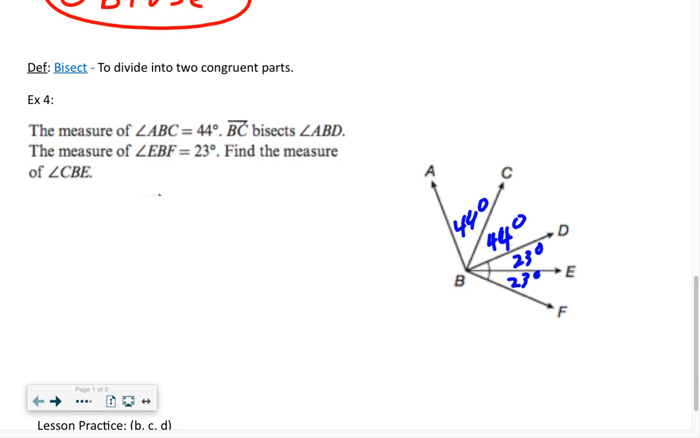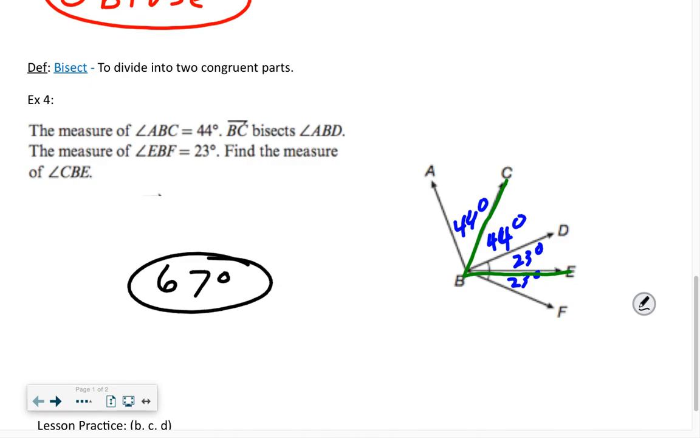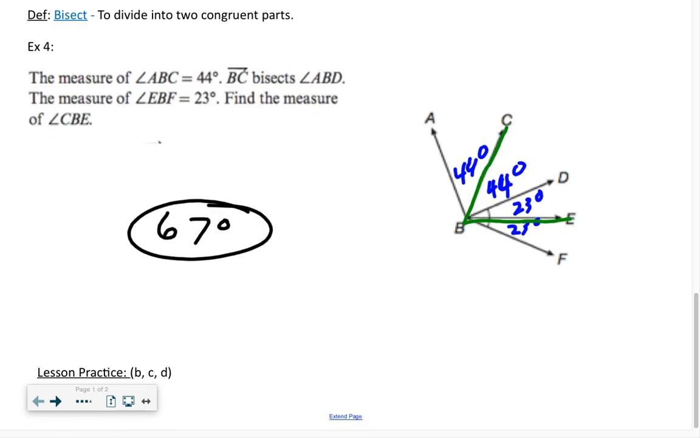And again, tracing can be helpful if you need to. C, B, E. Yeah, looks like we need to add those two together. 67 degrees. Lesson practice problems B, C, and D.